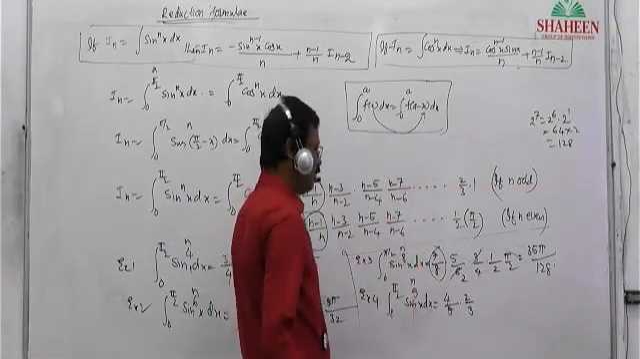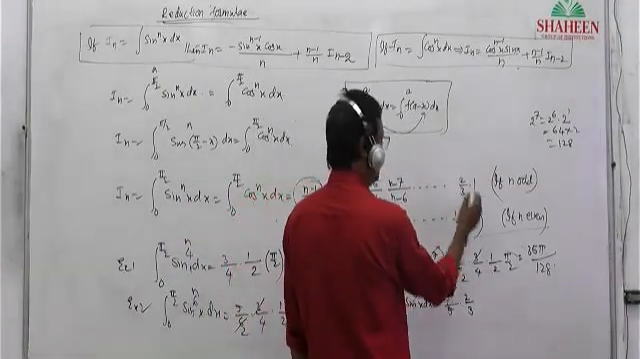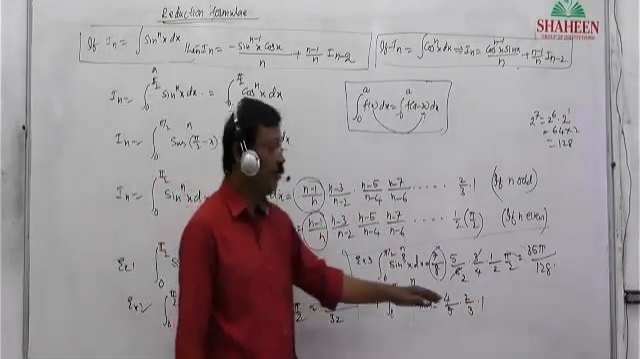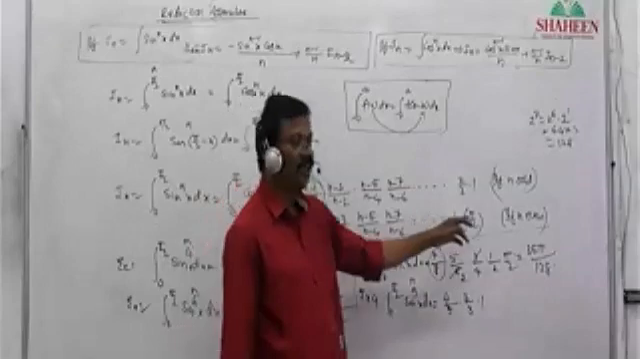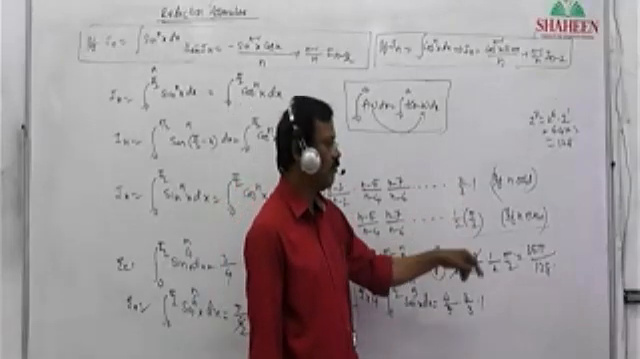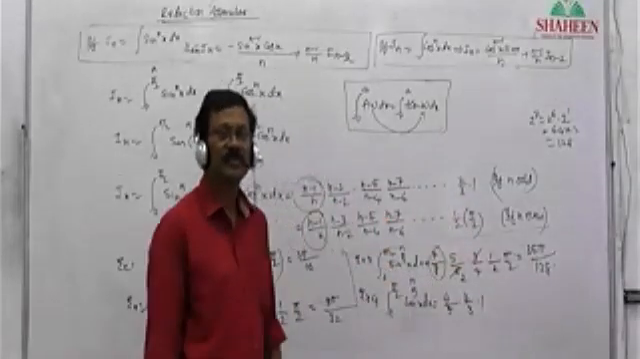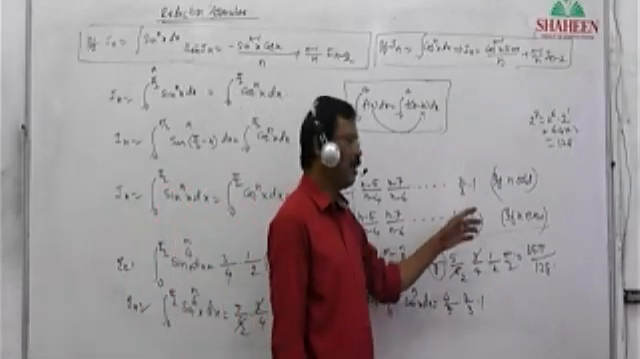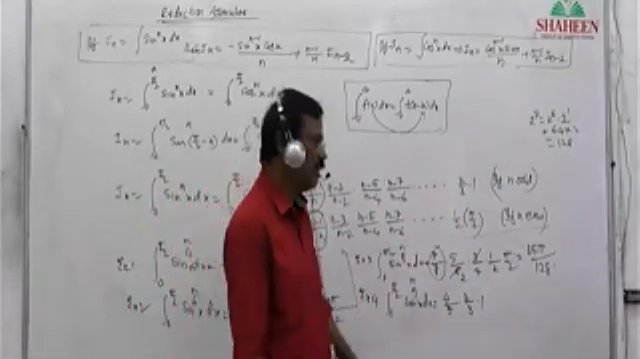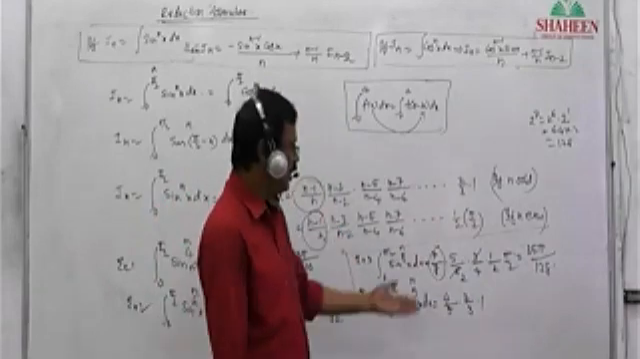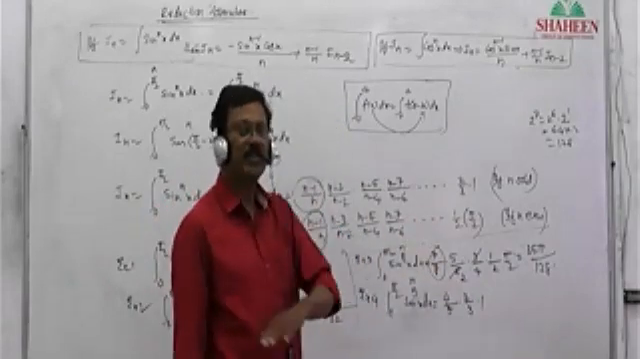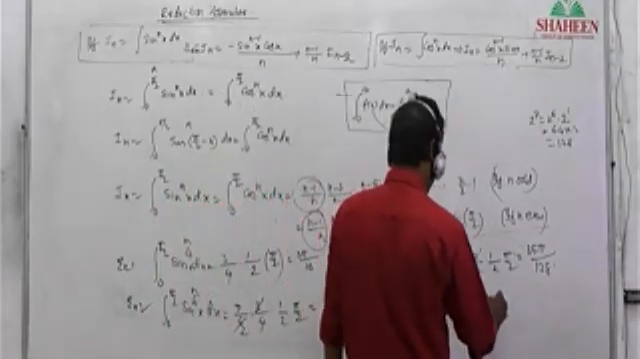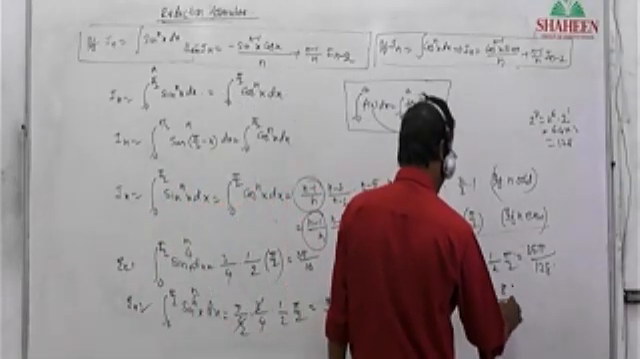Okay, right. 2 by 3 into 1, that is enough. Don't write pi by 2. Wherever 1 by 2 comes, we write the pi by 2. Otherwise, we are not writing pi by 2. In this, you are not getting 1 by 2. That's why don't write pi by 2. Here, 1 only. Therefore, what is the answer? 8 by 5 3 is 15.